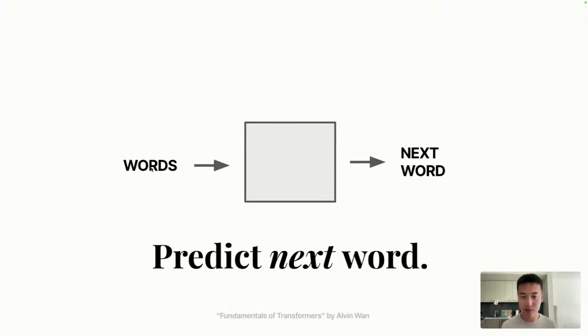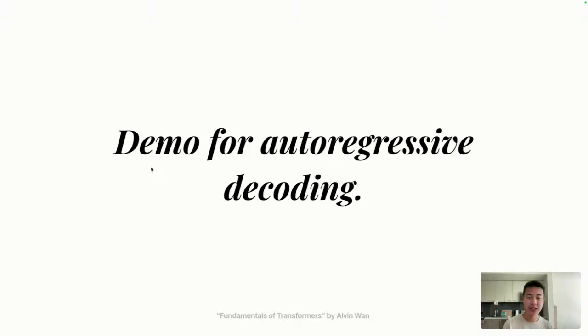So at a very high level, we predict the next word. Our input is a sequence of words, and the output is just the next word that comes in the sequence. Right, so now let's show you a demo for how this works.